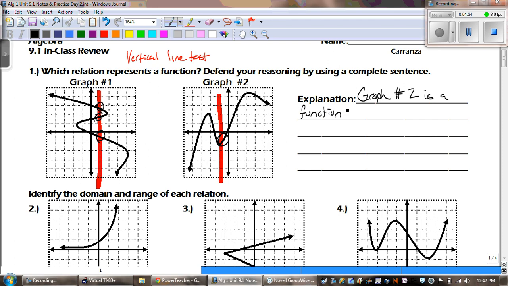Why is it a function? Well, that is because it passes the vertical line test. Okay?